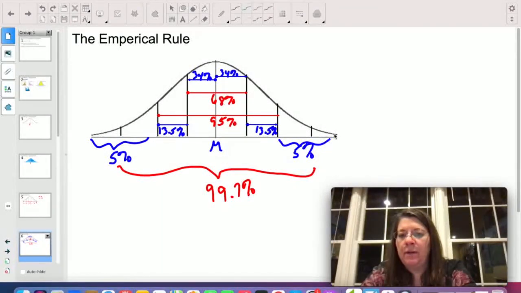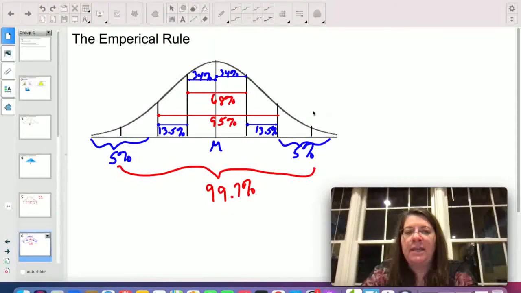So this little bit right here and this little bit right here only account for a very, very small percentage, 0.3% of the data, and that's data that I would consider an outlier. It's very rare that you have something that large or that small within the set of data that you're talking about. So this is something called the empirical rule.